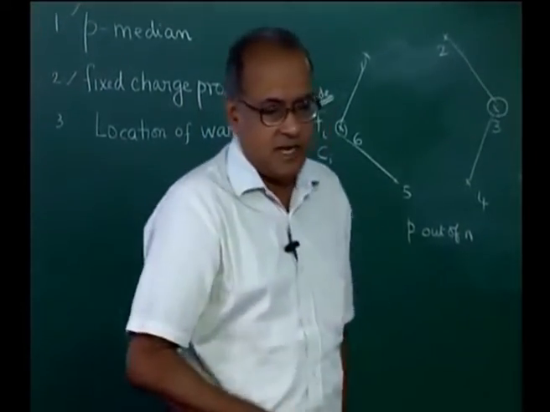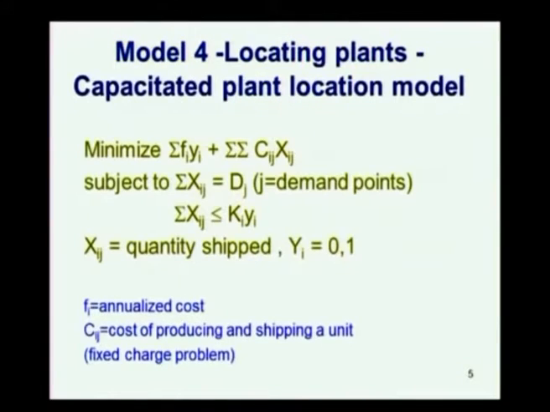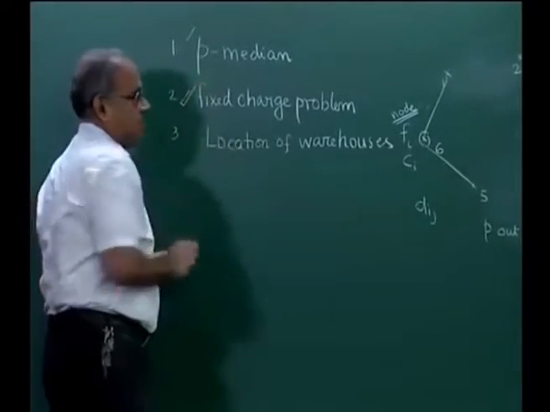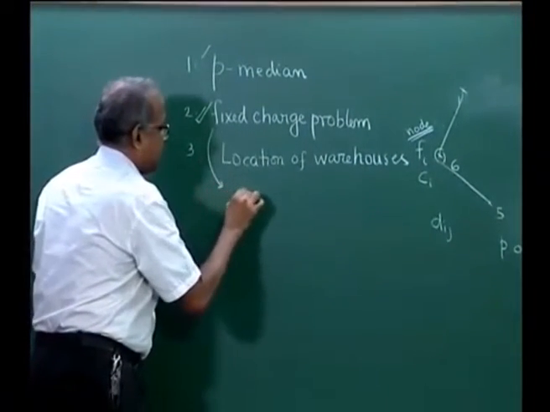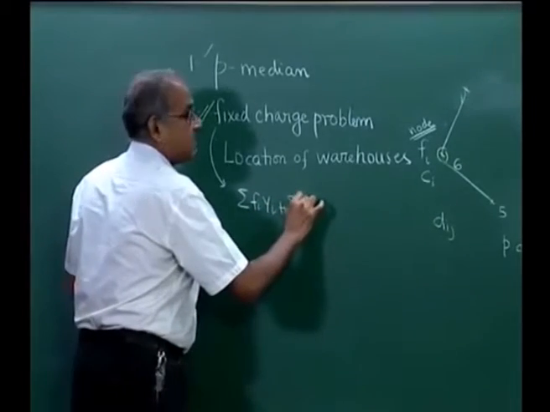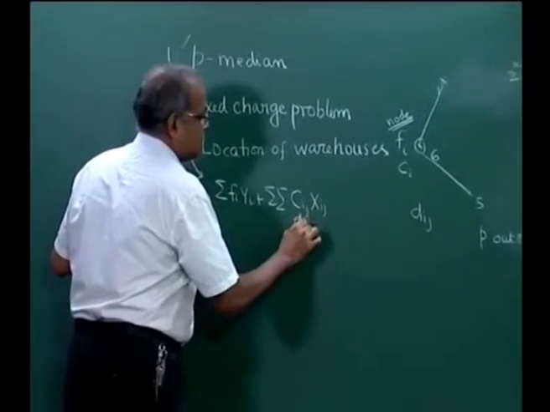So, that is our model 3, which talks about warehouses and retailers. Then we move to the fourth model, which is the capacitated plant location model, which is actually the fixed charge problem. So, Fi, this is what is shown there as model 4, which is the fixed charge problem. Now, you see that the objective function is sigma Fi plus sigma Cij Xij or Dij Xij.